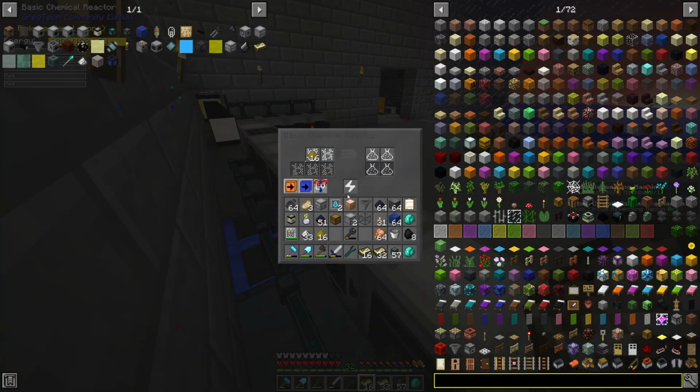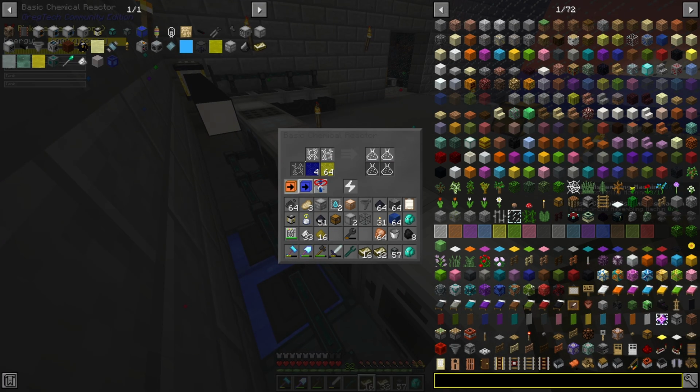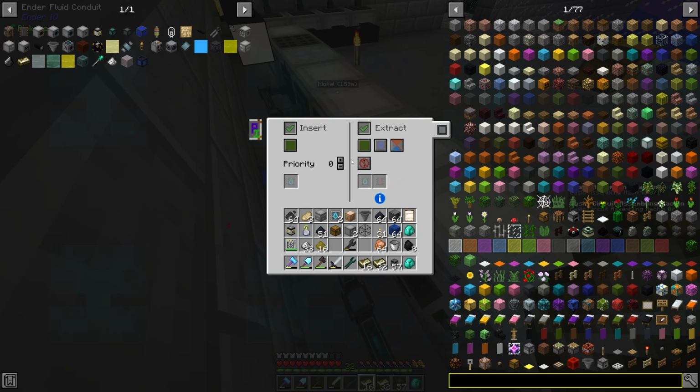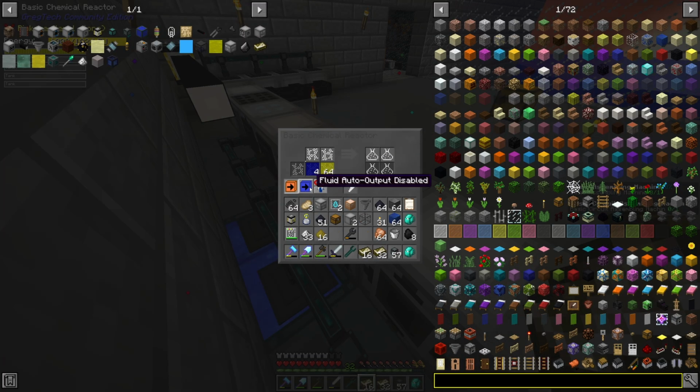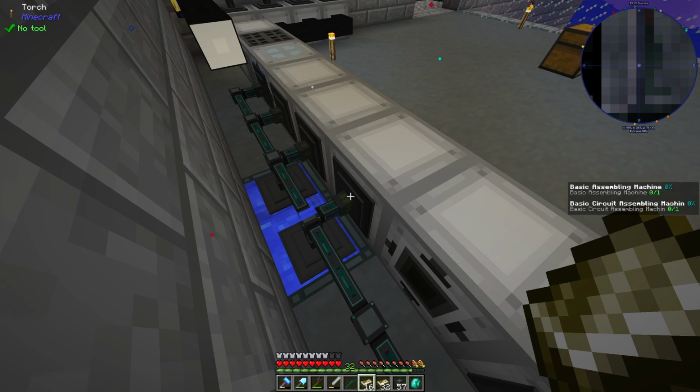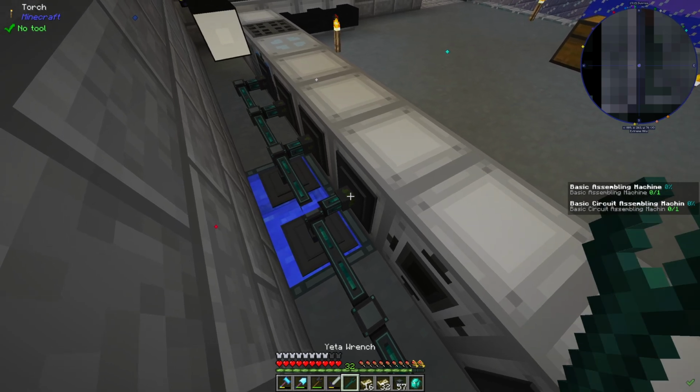Okay, so it did pull out the hydrogen, but where did it go? Ah, okay, so we need to have a filter set here to only accept nitric acid, which shouldn't be too big of a deal. So let's open up this filter.